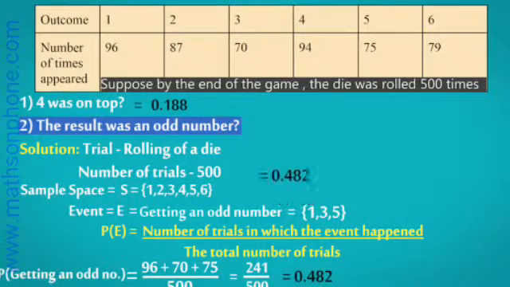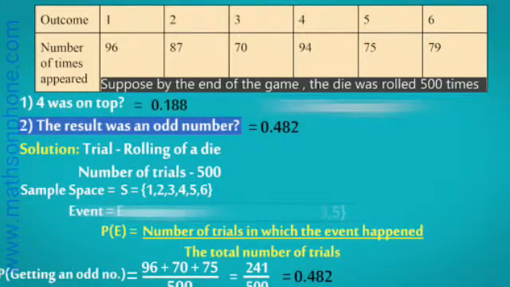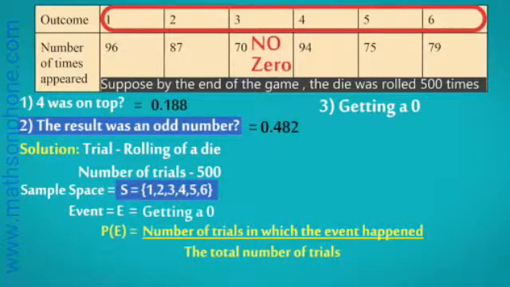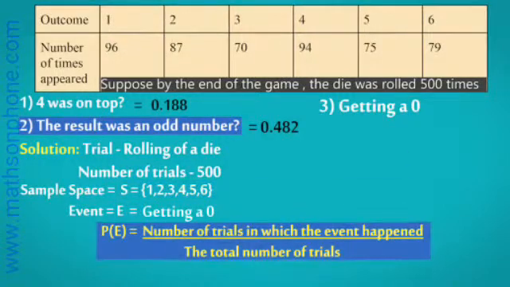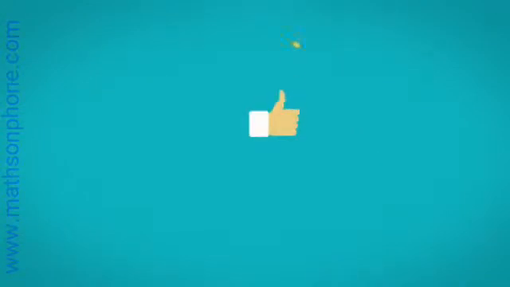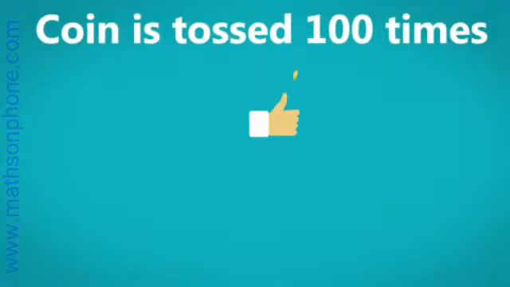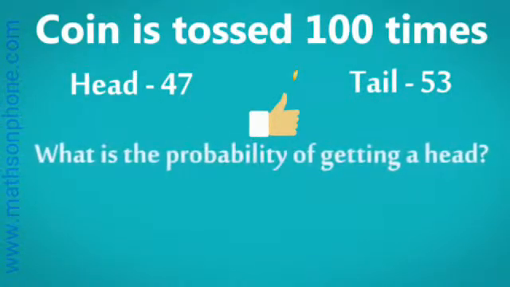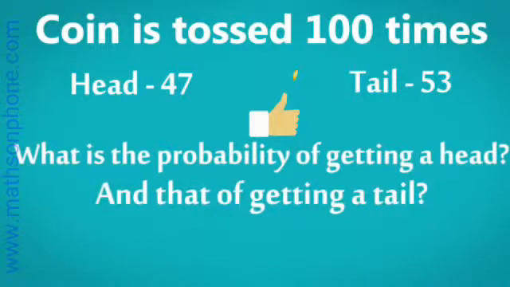Or what is the probability of getting a 0 here? Now, 0 is not a part of the sample space. So, now applying the formula, we get the probability of getting a 0 is shown. You remember tossing a coin at the start of the game? What if the coin is tossed 100 times and the results are head 47 times, tail 53 times? What is the probability of getting a head and that of getting a tail?